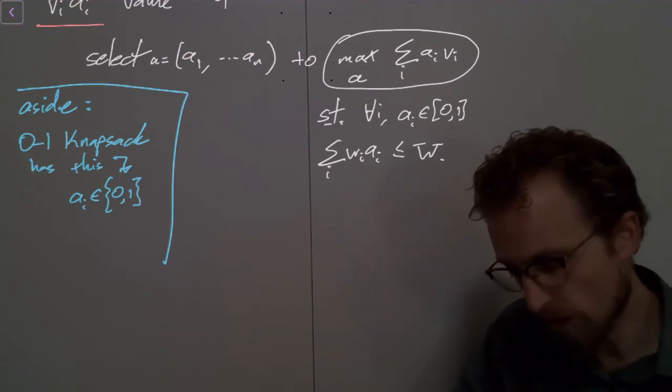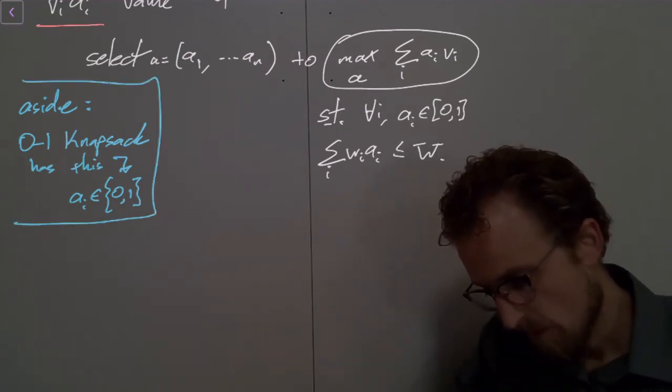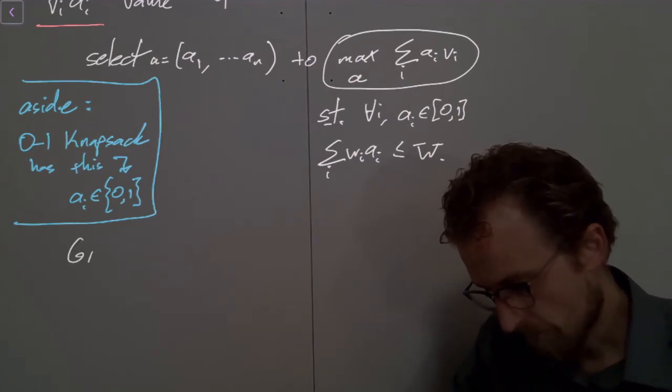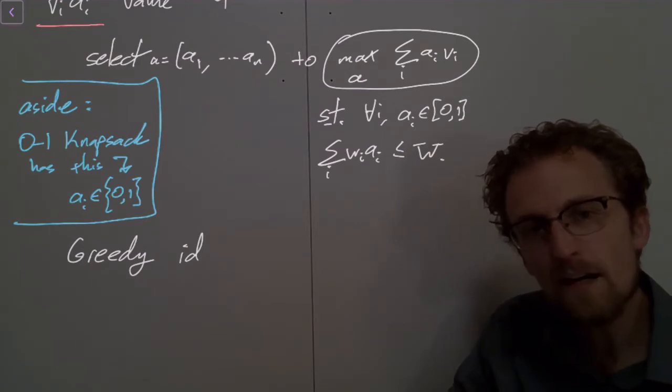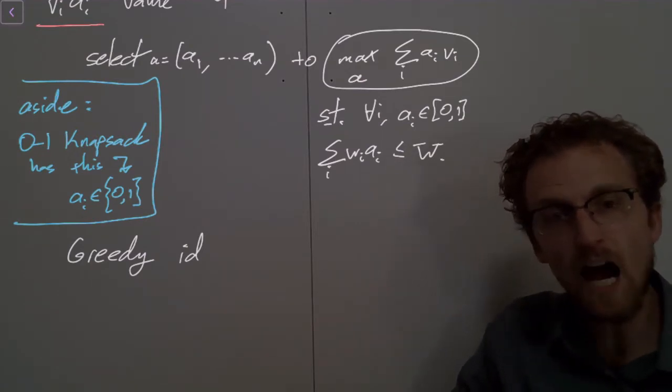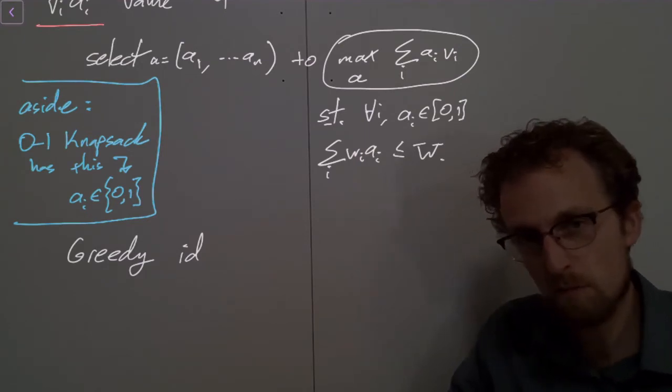Now let's think about what a greedy algorithm might do. So here's the greedy idea. The greedy idea says, let's take the most dense item we can, the thing that has the highest per unit value, and take as much of it as we possibly can.